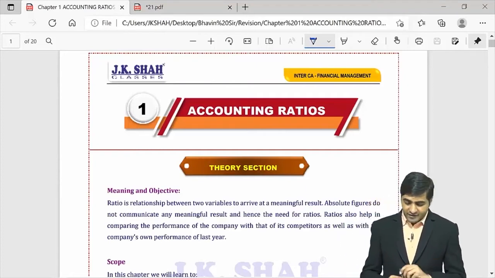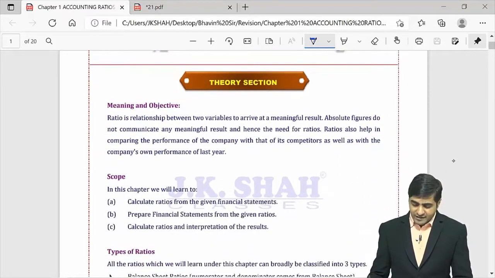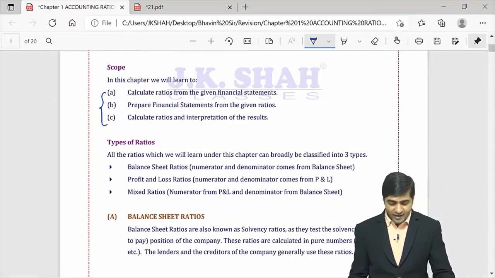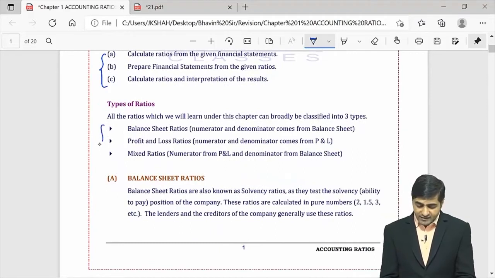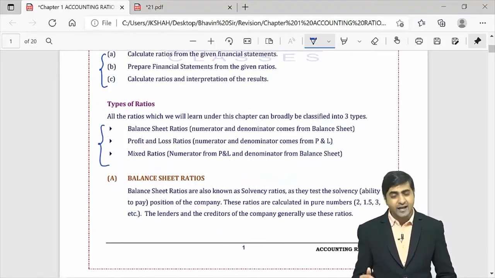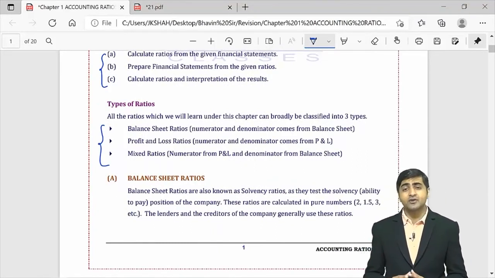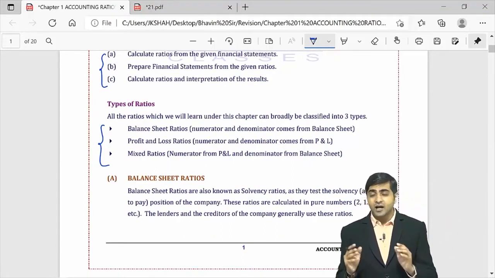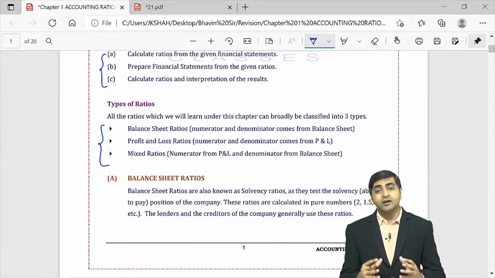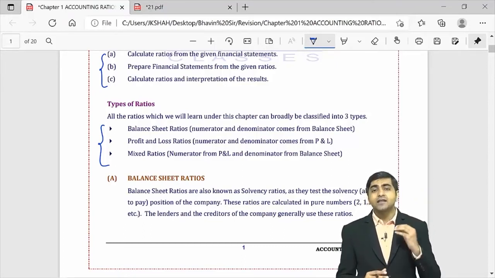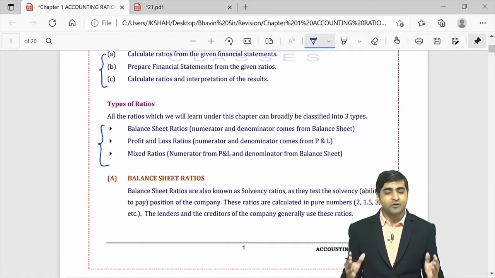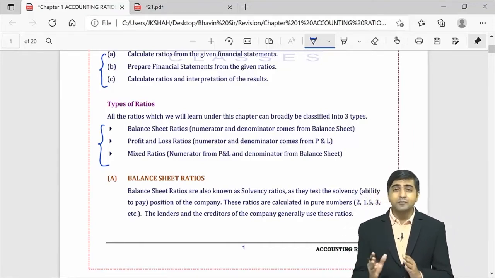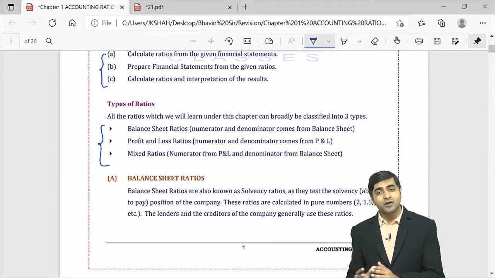So let's get started. First of all, as I was telling you, the scope of this particular chapter is these 3 types of questions which we have, and these are the ratios: balance sheet, P&L and a mixed ratio. Now why do we call a particular ratio a balance sheet ratio? Because the numerator and the denominator both come from your balance sheet. In your P&L ratios, obviously the numerator and denominator both will come from your P&L, and for your mixed ratio, the numerator will come from your P&L and your denominator will come from your balance sheet.